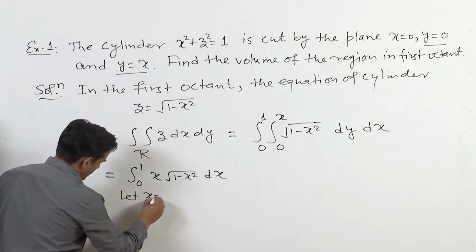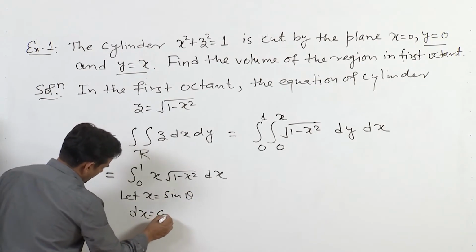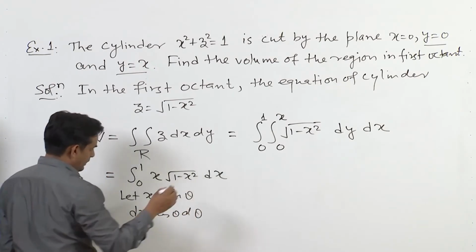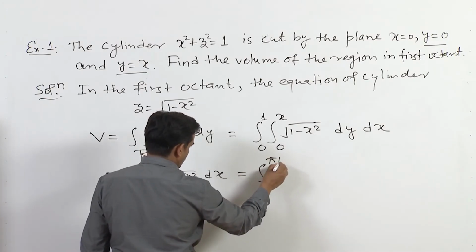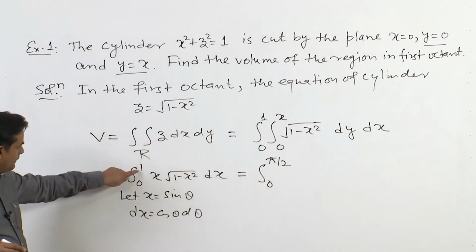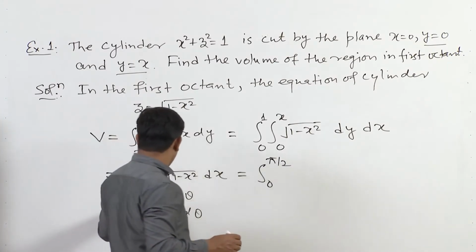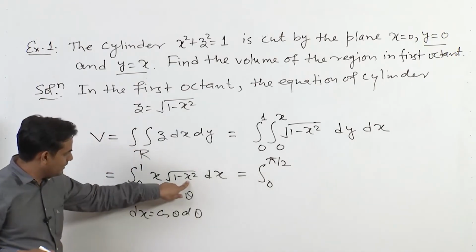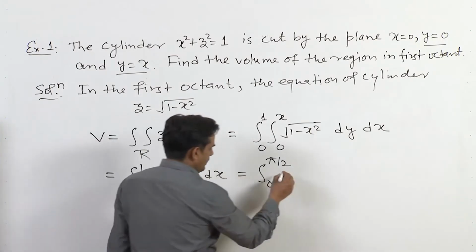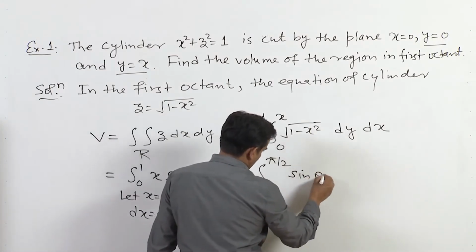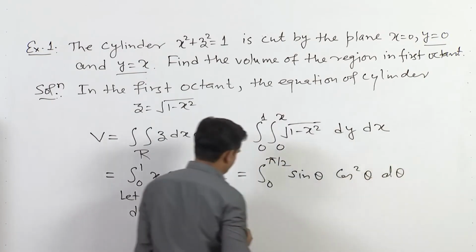So, let x equal sin theta, then dx will become cos theta d theta. So, this integral will convert to 0 to pi by 2, because when x is 1, theta will become pi by 2. Since x is sin theta, this will be 1 minus sin square theta, which is cos square theta, and the square root will be cos theta, and cos theta. So, sin theta cos square theta d theta.